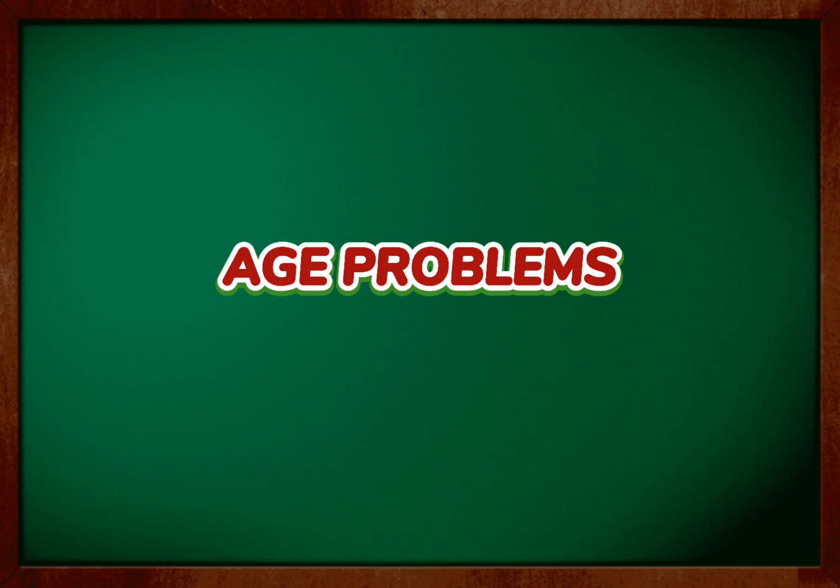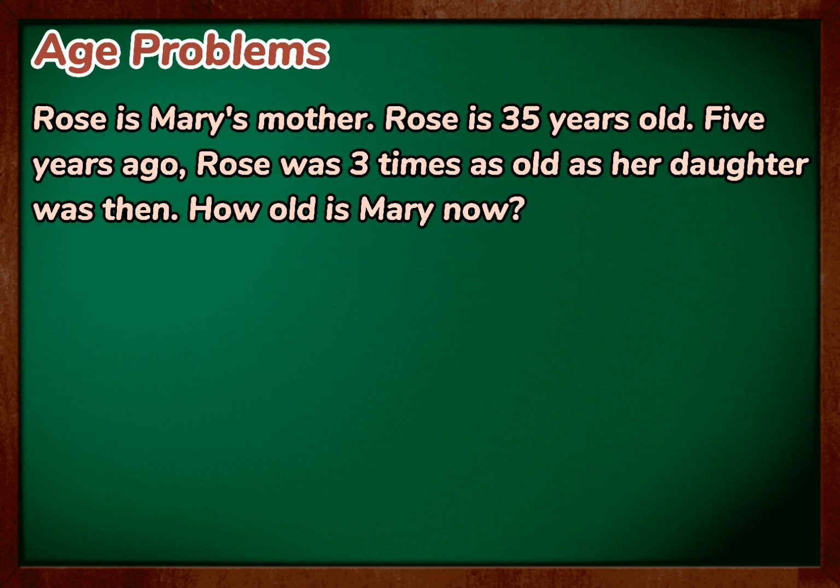Problems. Here are some examples for calculating age in word problems. Rose is Mary's mother. Rose is 35 years old. 5 years ago, Rose was 3 times as old as her daughter was then. How old is Mary now? Now let's find the present age of Mary.